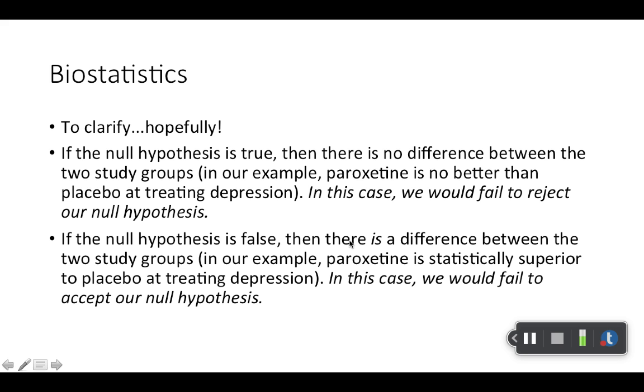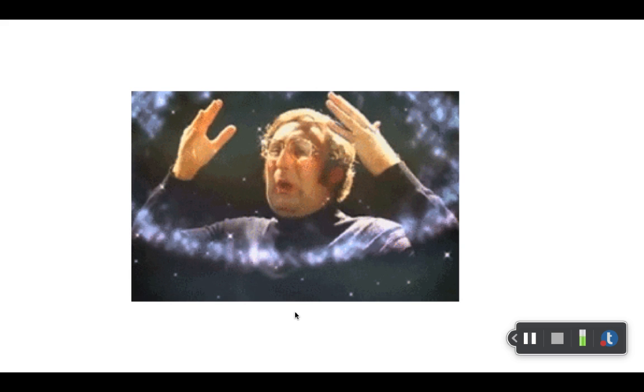And then to make things even more fun, right? I'm using fun in air quotes. No one's in front of me, but air quotes. If the null hypothesis is false, then there is a difference. So paroxetine is better than placebo. In this case, we would fail to accept our null hypothesis. So fail to reject or fail to accept, those are going to be the two things. But this first one is saying that the null hypothesis is true, and this one is saying that the null hypothesis is not true. So we are not accepting it.